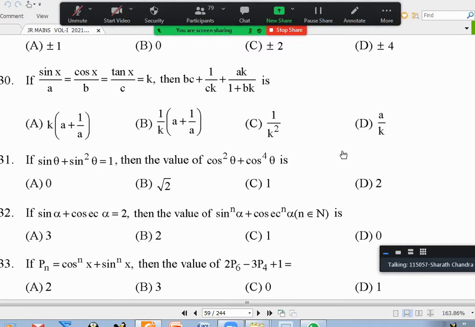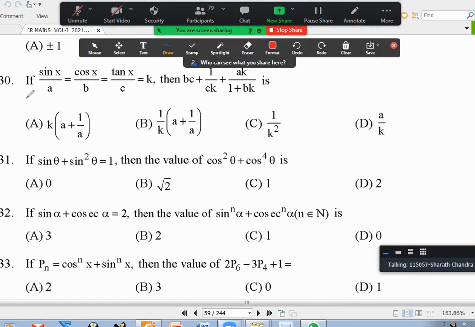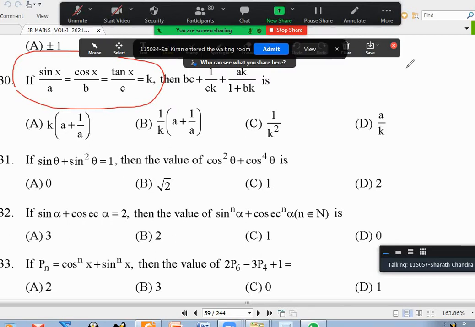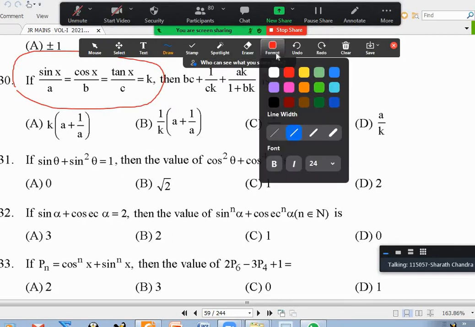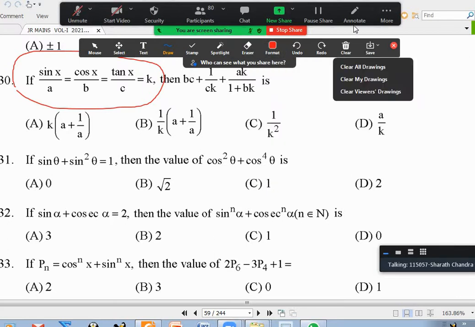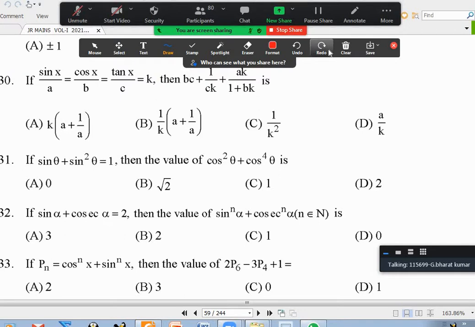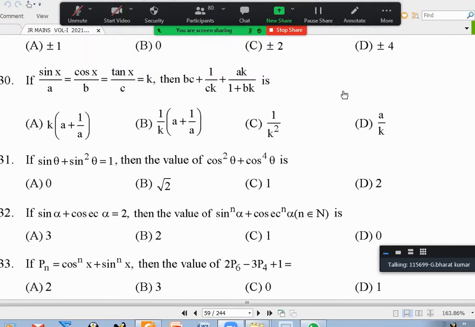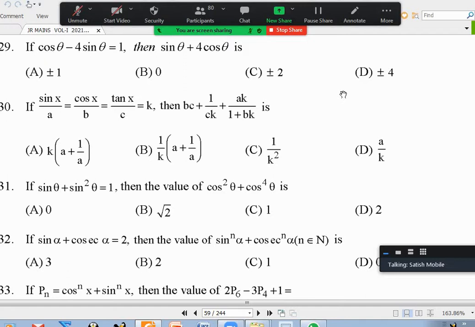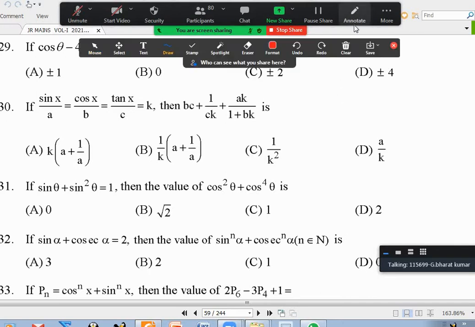Sir, I'm saying that here sin x by A is equal to cos x by B equal to tan x by C equals K, no, sir. Yes, correct. So we'll take C as tan x by K, B as cos x by K, and A as sin x by K. Then we'll substitute the value in the given equation. So sin x is equal to AK, similarly cos x is equal to BK, and tan x is equal to CK. So we can substitute the values in the given equation and find the BC values in terms of K. Then we can get the solution.